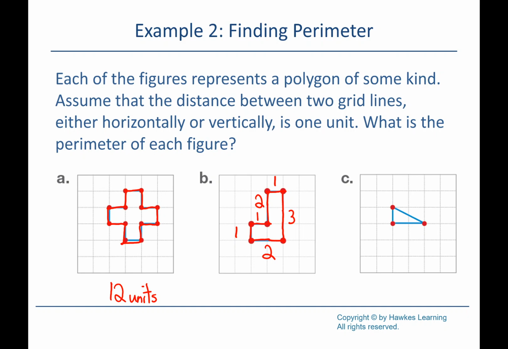Okay, so if we add all those together, what do we get? 4, 6, 7, 8, 10. Might have just been easier to count them as we went. And so 1, 2, 3, 4, 5, 6, 7, 8, 9, 10. Yeah, it does seem easier just counting as you go around.